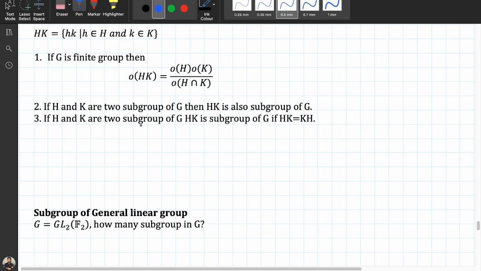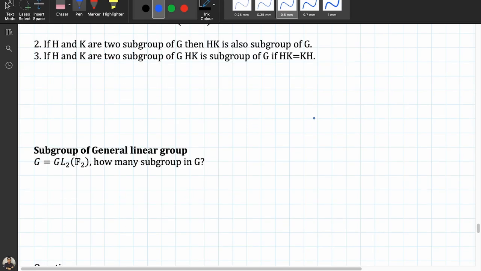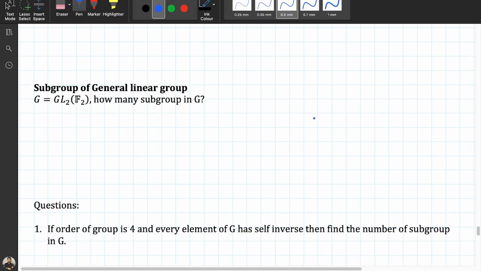If H and K are two subgroups, then HK is a subgroup of G if and only if H and K commute with each other. This is very important here. Next, subgroups of the general linear group, which are very important. There are two cases in subgroups of the general linear group.